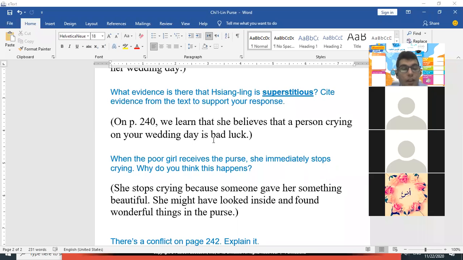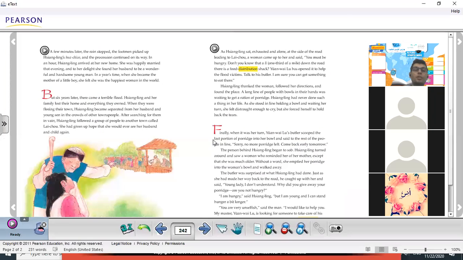Okay. Here, there's a conflict on page 242. The conflict that we have just repeatedly said. What is it? Because it's important in the story. The conflict is another word for the problem. But since you're in grade 5, you will not be hearing the word problem again. You will be hearing the word conflict.